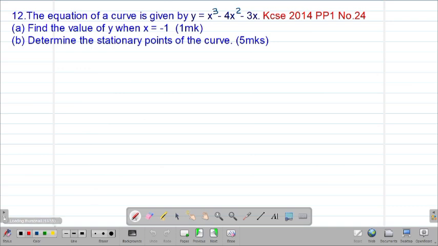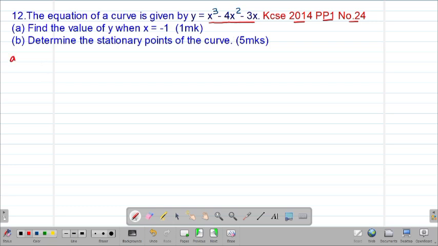So we check example 12, which is a past KCSE question that was tested in 2014, paper 1, question number 24. It reads that the equation of a curve is given by y is equal to x cubed minus 4x squared minus 3x.